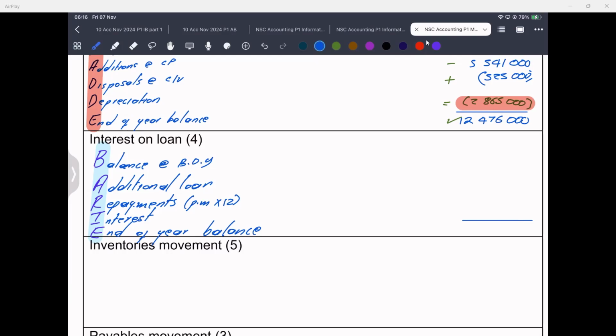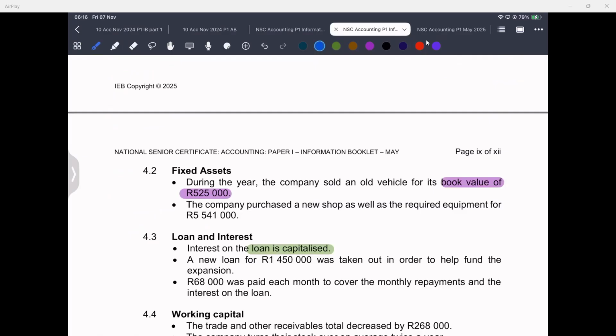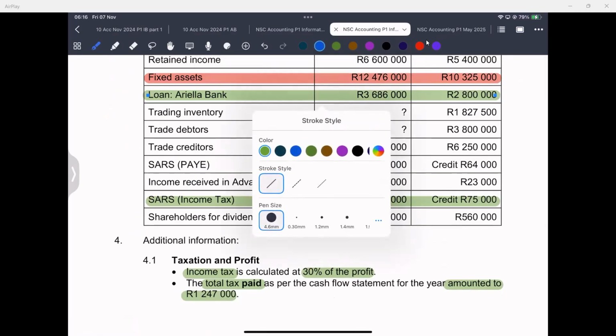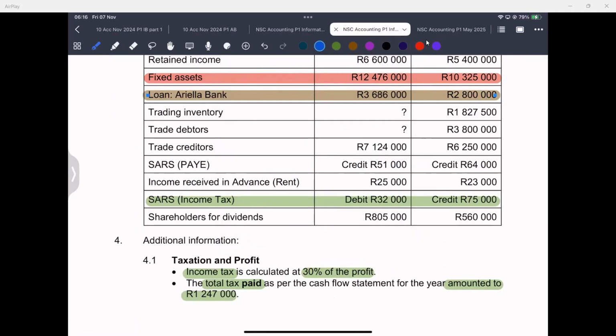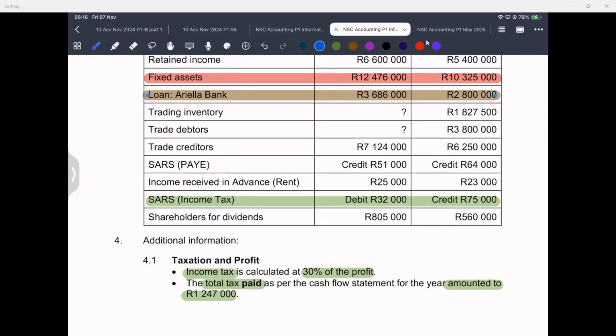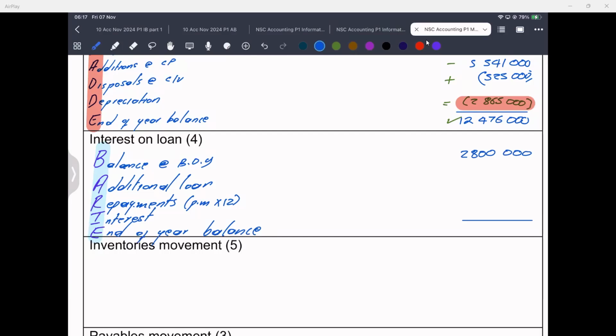Let's look at the information we've got. I will start with the balances. At the beginning of the year, the balance will be 2.8 million for the loan. We normally use this only when interest is capitalized because it means that interest was added to the loan amount. And balance at the end of the year is 3,686,000.